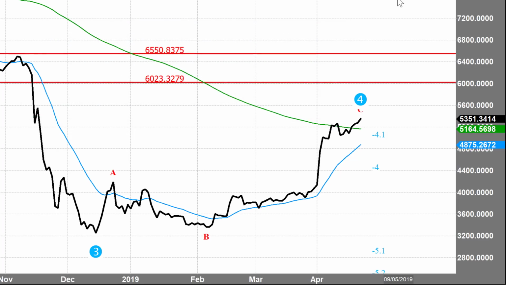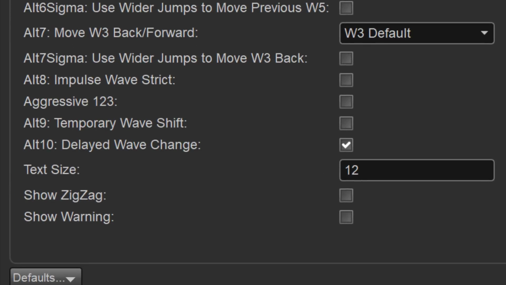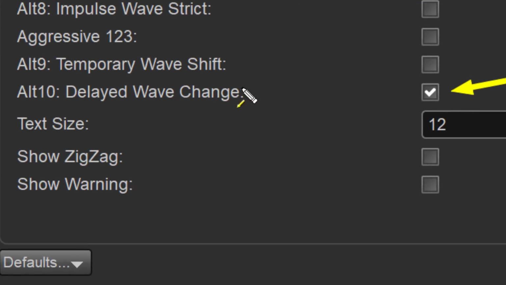All right. So you're probably thinking, why have I decided to change the default setting of the Elliott Wave indicator from 3 to this new setting of a 4 in the alternate count that I've just shown you? The reason is this. The reason I included this alternate count, the Alt 10, for a delayed wave change is I only choose this particular alternate, this delayed wave change, in special circumstances. I'll explain to you those circumstances in a few moments.